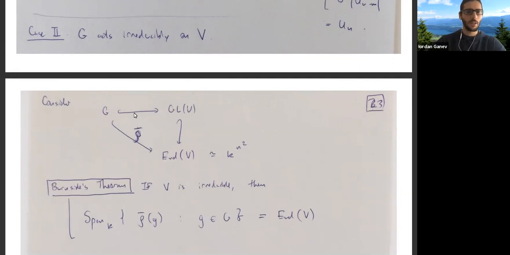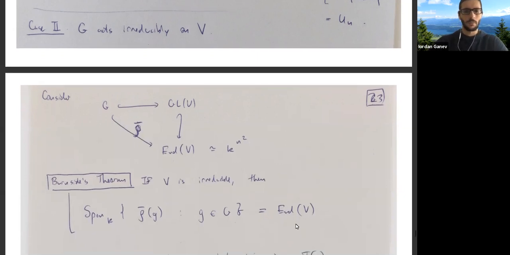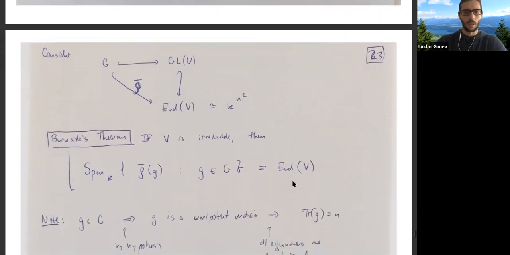So G itself is not a linear object. G is a group, not a vector space. But if we look at the images of all the elements in G, and make that into a linear object by taking the span of all those elements, then we get all of End(V). So that's a result that we'll need. I won't prove it, but this uses the fact that V is irreducible.